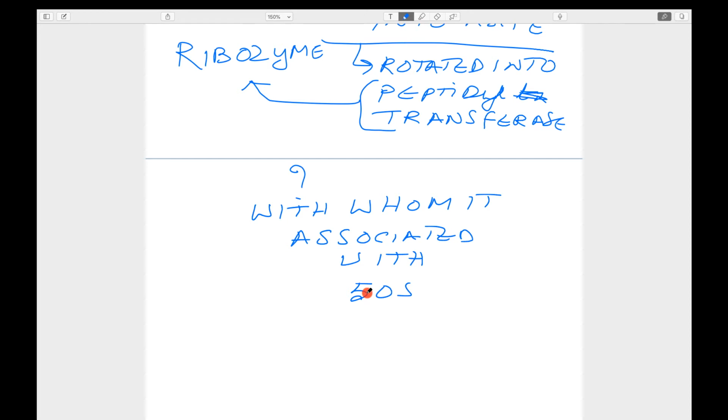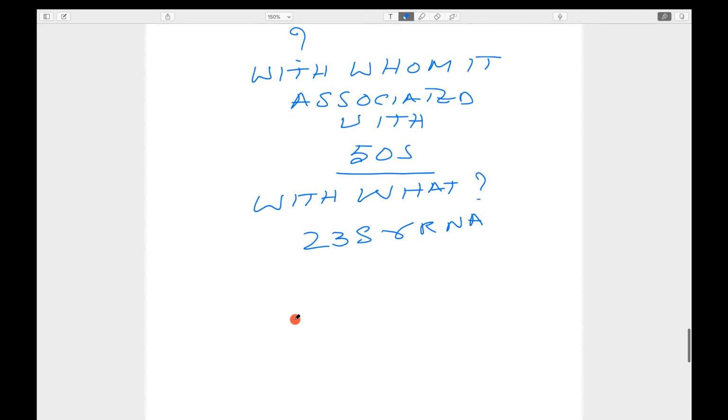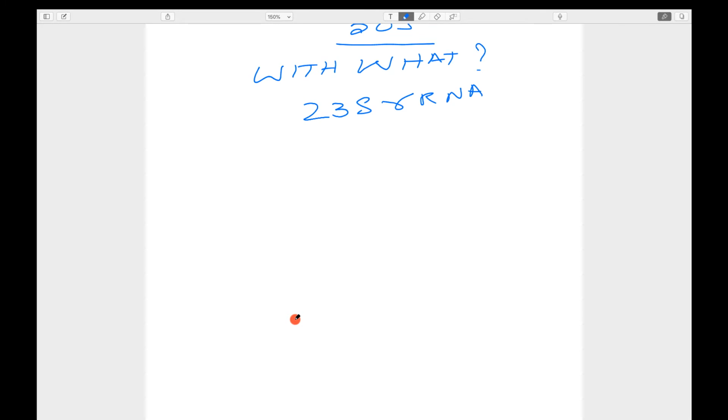If it is the 50S subunit, the next question is specific: with what? The 50S subunit contains 23S ribosomal RNA. Okay, what is the role of this peptidyl transferase?